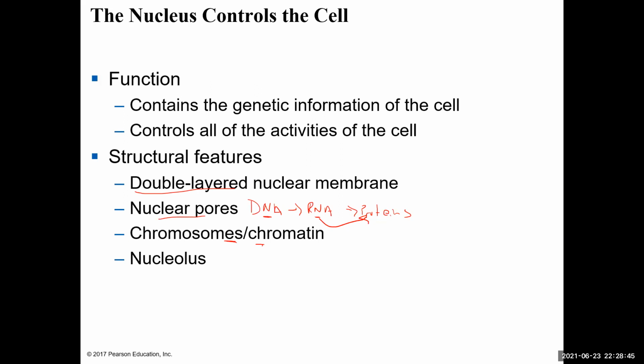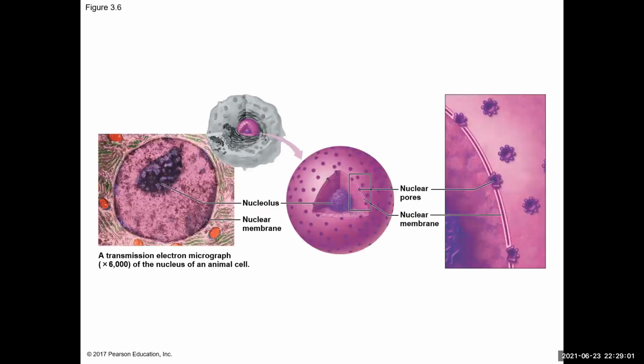But as we talk about DNA in a later chapter, we'll really go in and make a distinction between these two. And then the last part that's in the nucleus is the center area, which is the nucleolus. And the nucleolus is where the ribosomes are made. Okay? And then the ribosomes will be made, and then they'll exit through the nuclear pores.